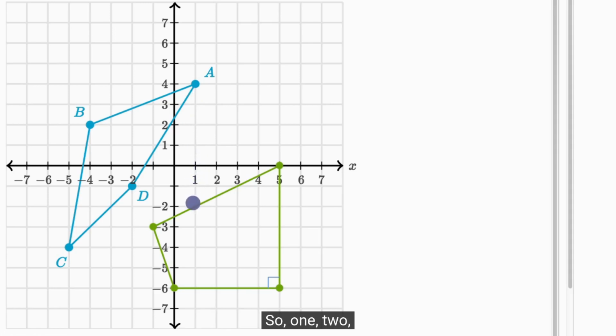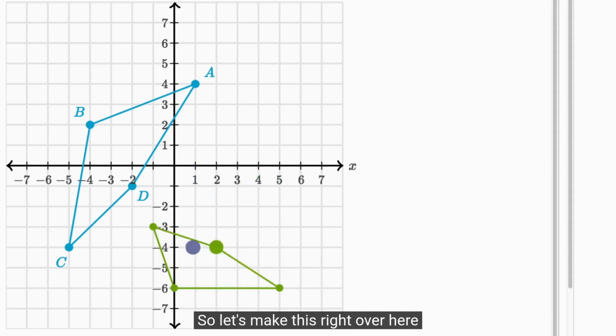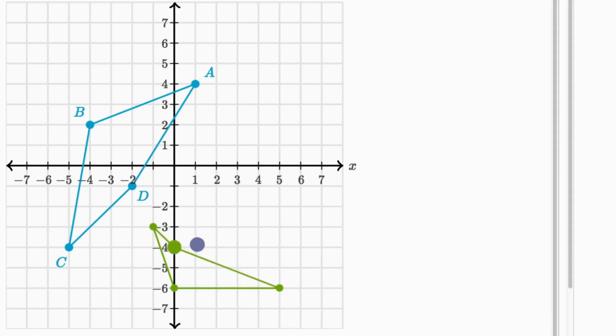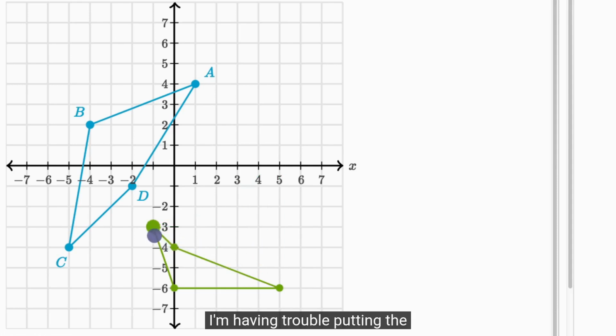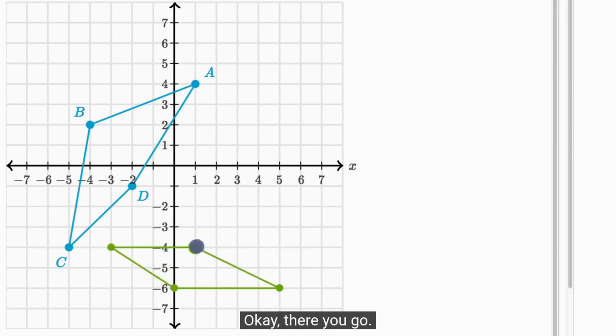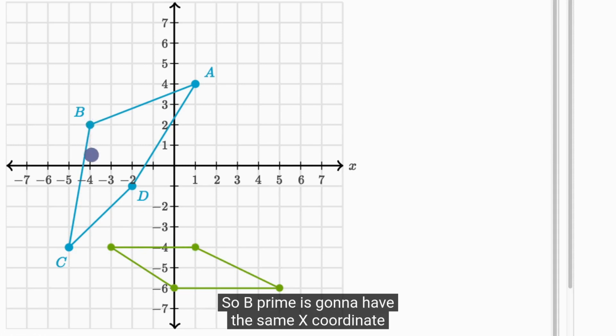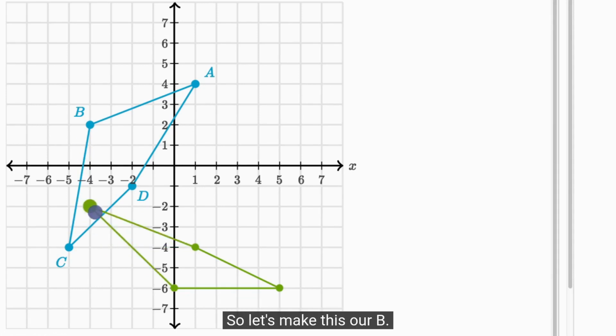So 1, 2, 3, 4. Let's make this right over here A prime. I'm having trouble, let me move these other characters around. Okay, there you go. So this is going to be my A prime. Now let me try B. B is 2 units above the x-axis, so B prime is going to have the same x-coordinate, but it's going to be 2 units below the x-axis. So let's make this our B prime right over here.